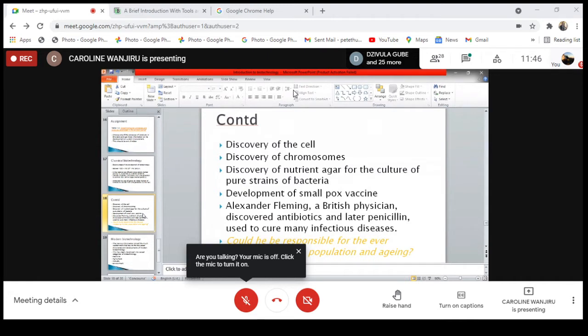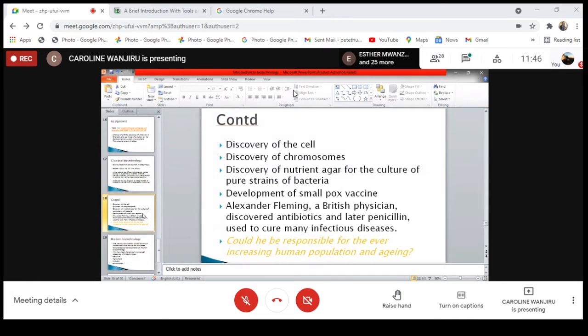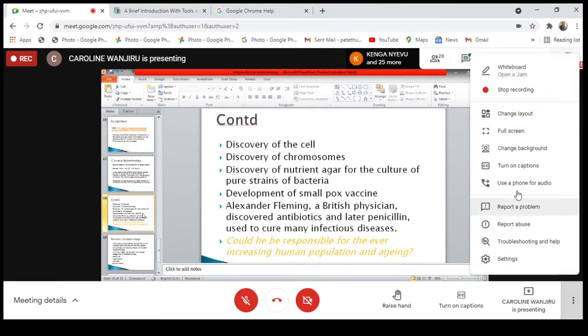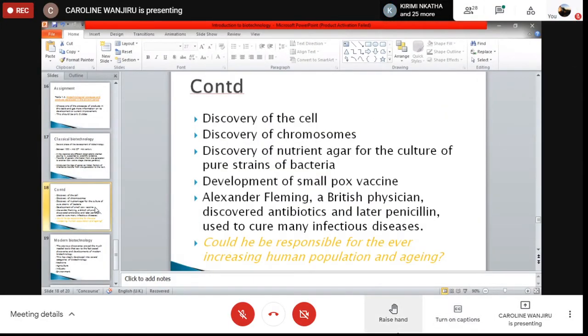So it's at this stage also where we had the discovery of the cell, discovery of chromosome, discovery of nutrient agar, which is used to culture pure strains of bacteria. This is the time also there was the development of the smallpox vaccine. At this time also, Alexander Fleming was a British physician. He discovered antibiotics and later penicillin, which we are still using today to treat infectious diseases. In fact, he was so elated about this discovery and said that antibiotics and vaccines will be the savior of mankind. So the question is, would he be responsible for the ever-increasing human population and aging?